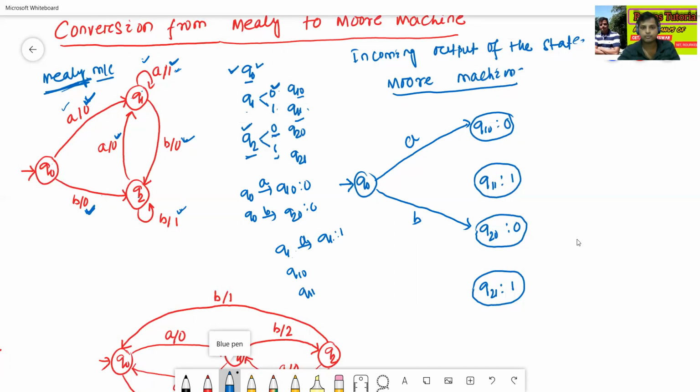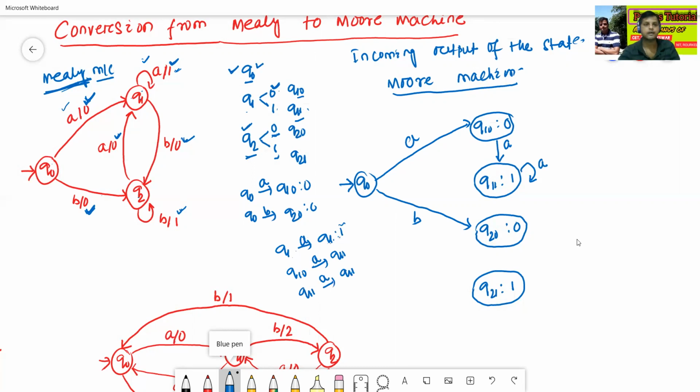So the Q10 state reading A goes to Q1, and its output is 1. That means Q11. So Q11 reading A will also go to Q11. So the Q10 state reading A goes to Q11, and then Q11 reading A goes to Q11.